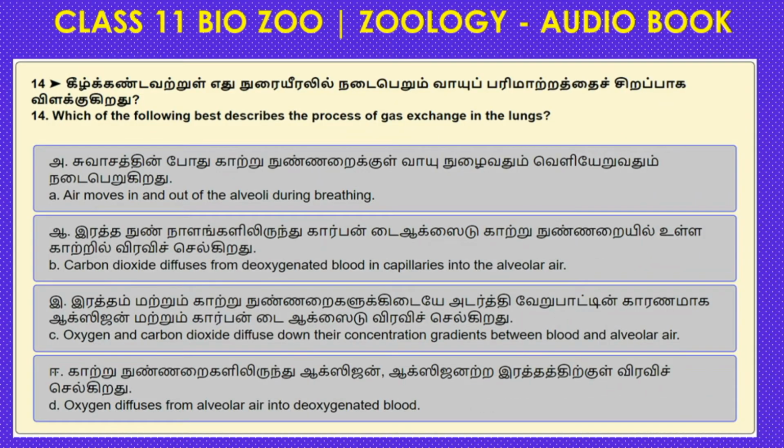Question number 14. Which of the following best describes the process of gas exchange in the lungs? A. Air moves in and out of the alveoli during breathing. B. Carbon dioxide diffuses from deoxygenated blood in capillaries into the alveolar air. C. Oxygen and carbon dioxide diffuse down their concentration gradients between blood and alveolar air. D. Oxygen diffuses from alveolar air into deoxygenated blood. Answer to this question number 14 is option C.